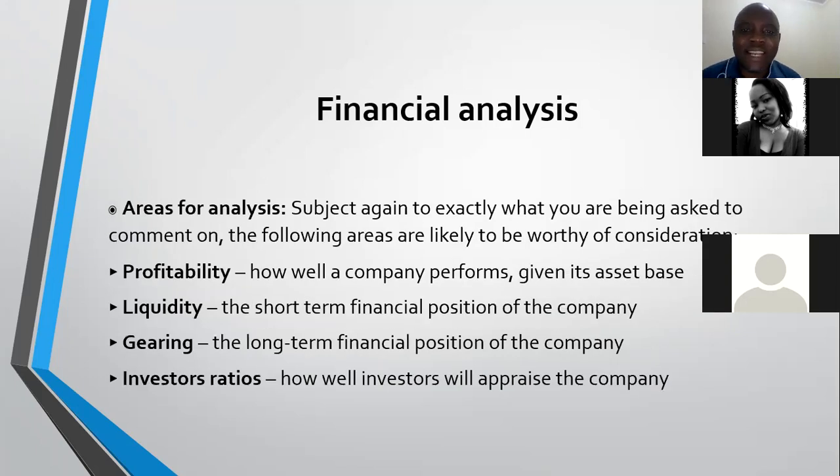So, areas of analysis, guys. Profitability: how well a company performs given its asset base. How well is the company performing? Under profitability, this is where you find ratios such as net profit margin and gross profit margin. These are the ones where you use vertical analysis. I always say that when you're analyzing income-based ratios, it's better that you analyze them as a percentage of sales.